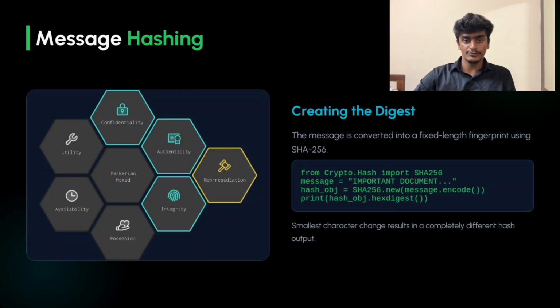One key property of hashing is that even the smallest change in the input, such as changing one character, results in a completely different hash output. This ensures strong data integrity. In our implementation, we apply SHA-256 to the encoded message to generate this hash, which is then used for signing. Now we move on to the digital signing process.